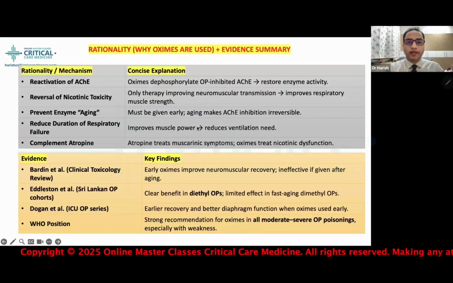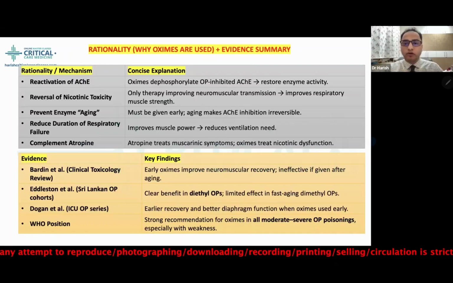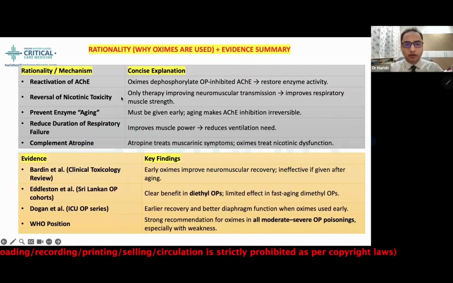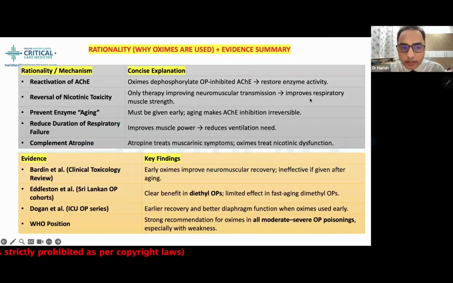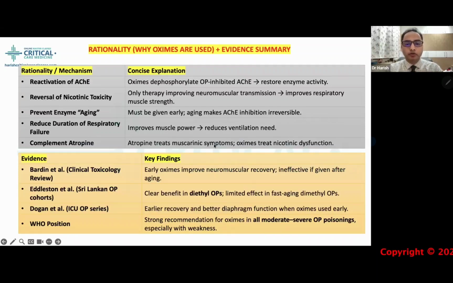Okay, so again, the rationale for giving oximes plus an evidence summary. Reactivation of acetylcholinesterase: oximes dephosphorylate the OP-inhibited acetylcholinesterase and restore the enzyme activity. Reversal of nicotinic toxicity: it is the only therapy which improves neuromuscular transmission and respiratory muscle strength. It prevents enzyme aging, so it must be given early. Aging makes acetylcholinesterase inhibition irreversible. It reduces the duration of respiratory failure, improves muscle power, and reduces the ventilation need. It is a complement to atropine: atropine treats muscarinic symptoms, oximes treat nicotinic dysfunction.